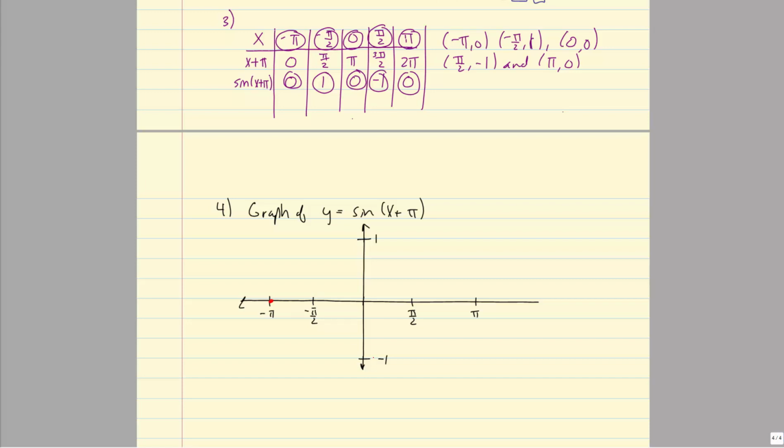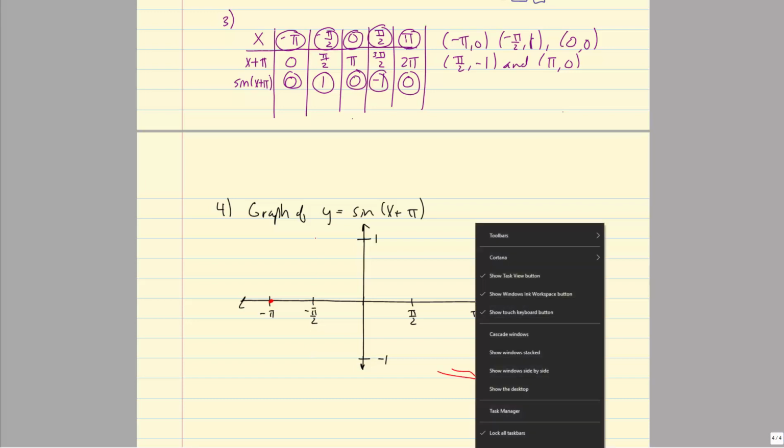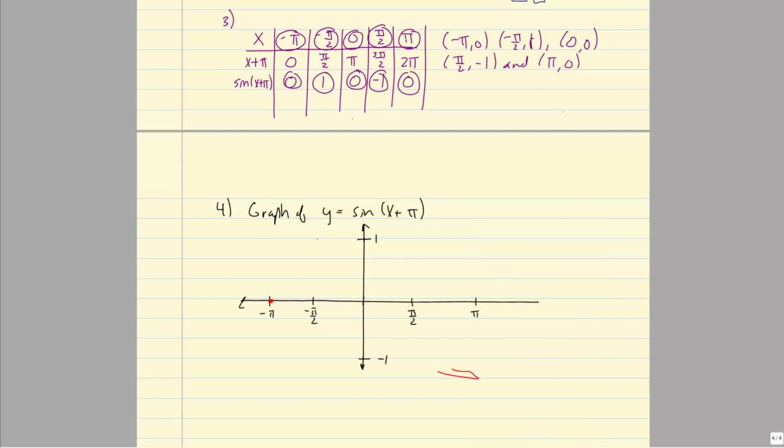Here's negative pi over 2, negative 1. No, wait. Negative pi over 2, positive 1. Whoops. I don't know what's popping up here. 0, 0. Pi over 2, negative 1. And then, of course, we have pi here. And so pi was 0 again.